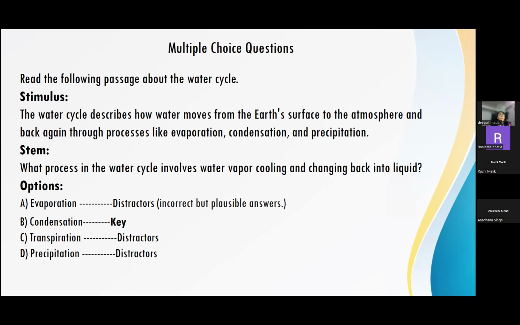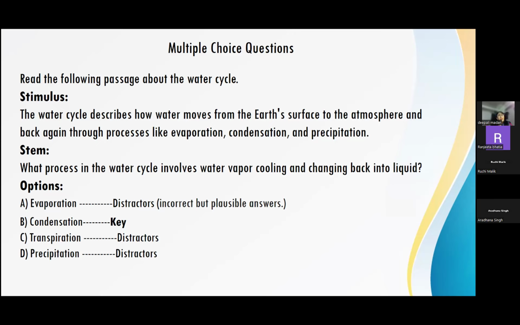So there's a question which is called the stem. What process in the water cycle involves water vapor cooling and changing back into liquid? So this is our stem. And then there are various options given, A, B, C, D. Now, these options have 3 incorrect answers and 1 correct answer. So the correct answer is called the key, and the incorrect answers are the distractors.